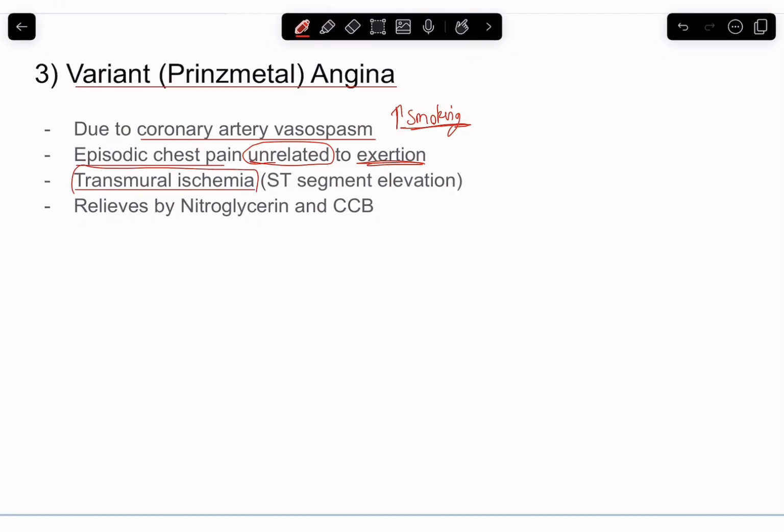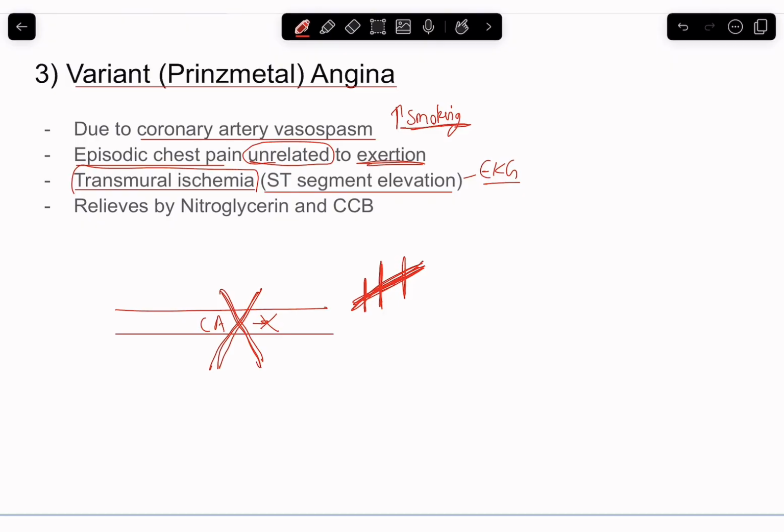So let's see this illustrated here. This is your coronary artery, and when the patient has your variant angina, the coronary artery will undergo vasospasm. That means it will contract fully. So no blood can pass beyond the vasospasm. This can result in transmural ischemia. Transmural ischemia is a full thickness ischemia. So the endocardium, the myocardium, and the epicardium, all of them will not receive blood. So whenever there is transmural ischemia, you will see ST segment elevation in the EKG.